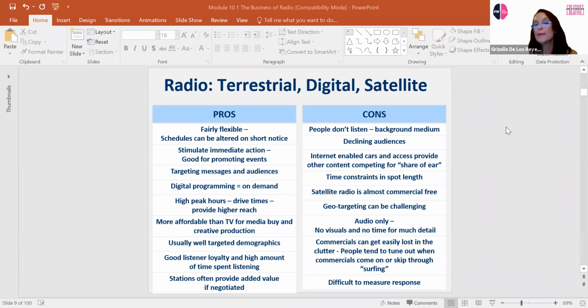So geo-targeting may be challenging in the cons. Why? Because remember, in terrestrial radio, you have a very defined coverage area.